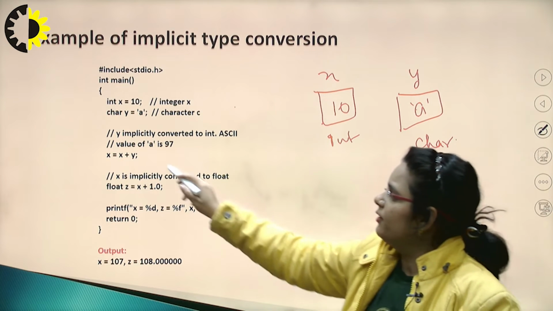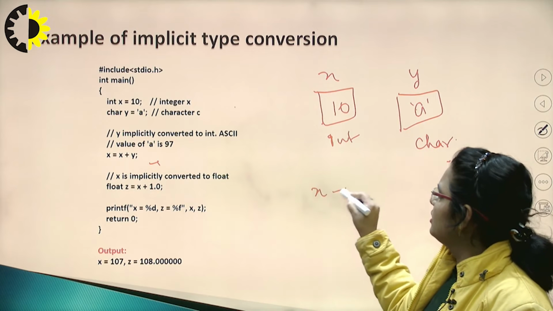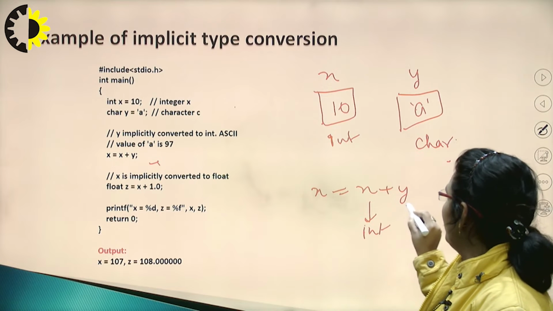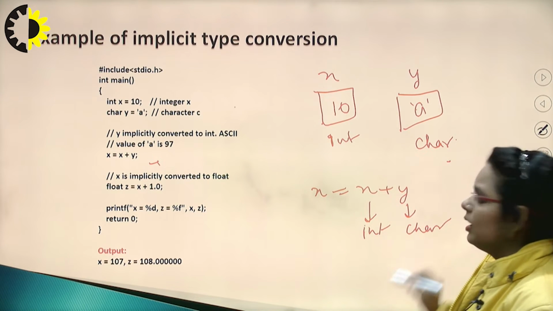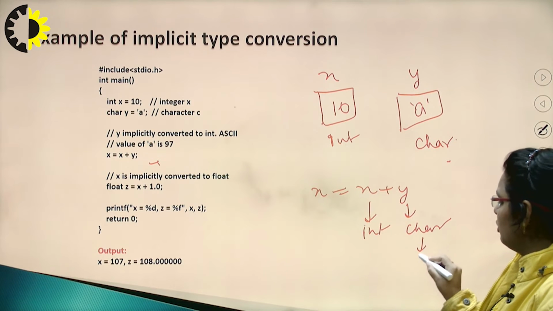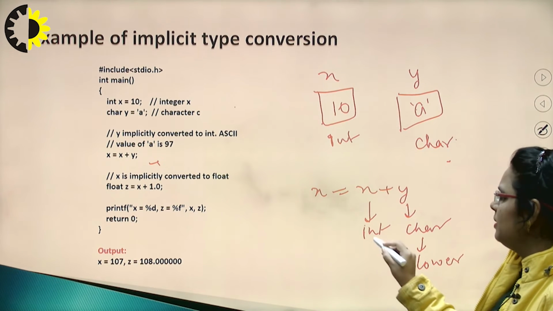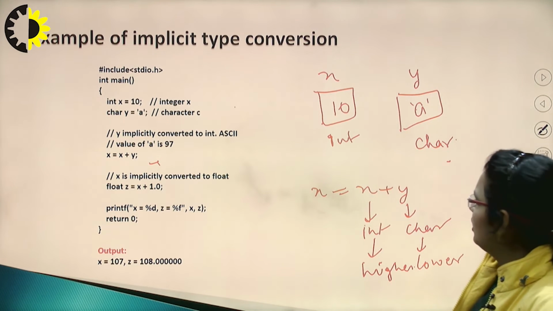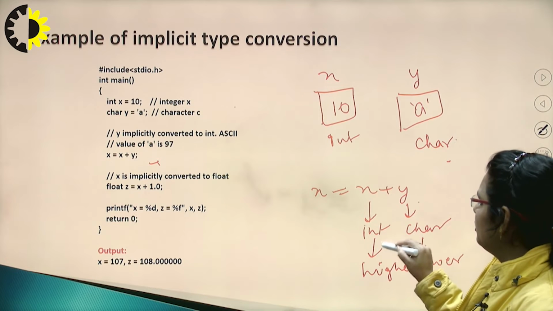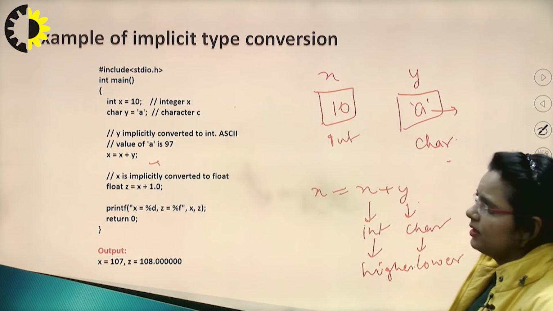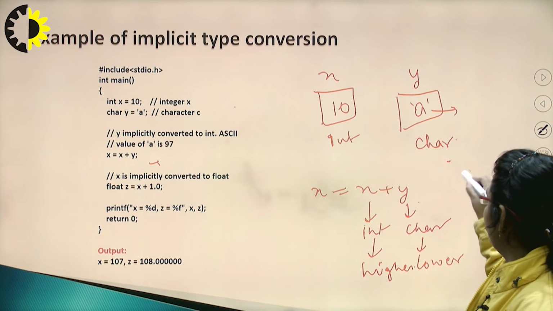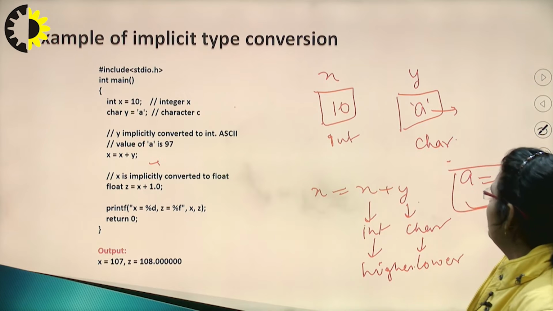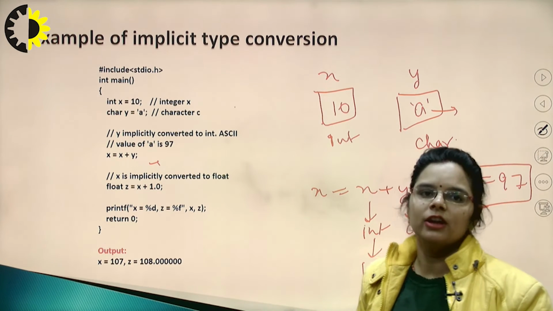So internally, if we are evaluating this expression, x equals x plus 5, we can say x is an integer type variable and y is actually a character type. So this character is a lower data type, and int is higher as compared to the character. Whenever we are converting this, the lower would be converted into int. The character a has an ASCII value of 97, if we check the ASCII table.